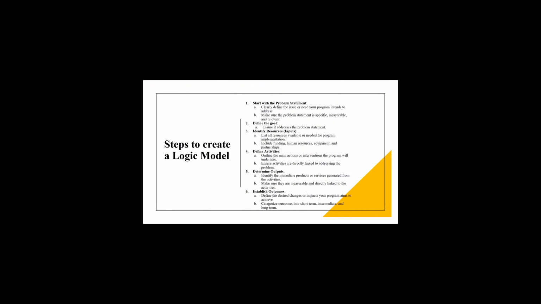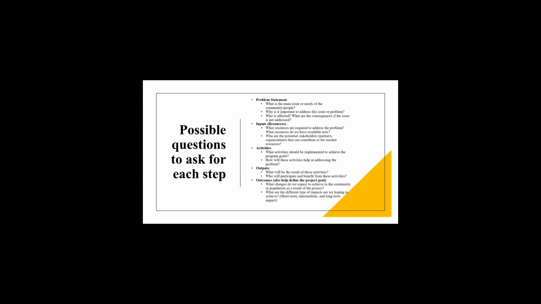And there are different questions. I have a list of questions here that you may need to ask to identify or to define all these steps. They are not an exhaustive list of questions, but they are possible questions that you may need to ask to help you identify all those steps. So for the problem statement, the questions that you may ask are: what is the main issue or needs of the community or of the people? Why is it important to address this issue or problem? Who is affected by this issue, and what are the consequences if this issue is not addressed?